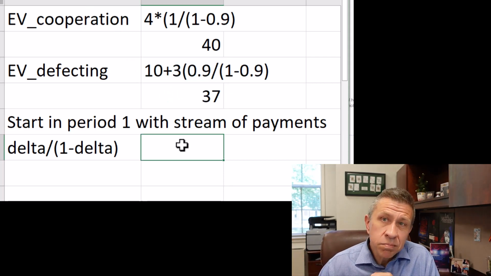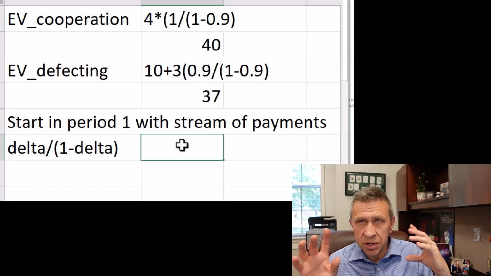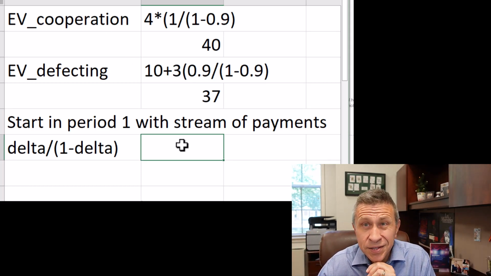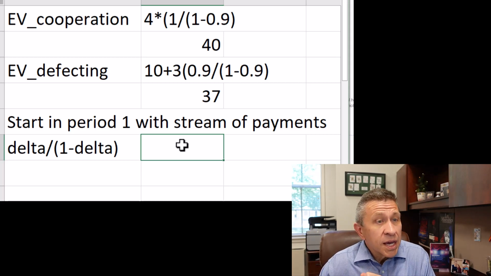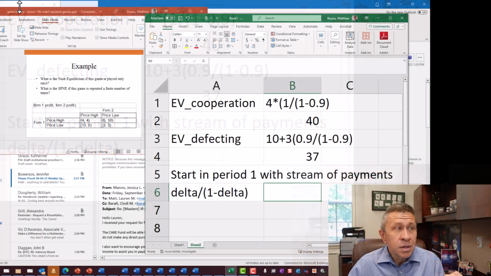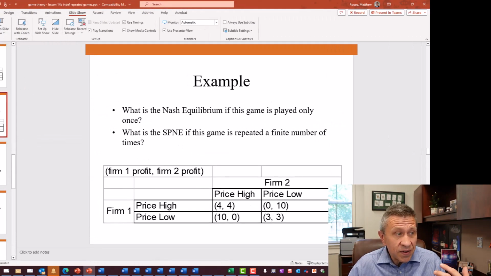I think it's often good to wrestle with it individually without having Excel come out with the answer for you from time to time. And what we see is the expected value from cooperating is more than the expected value from defecting. So the question, is cooperation sustainable? The answer is yes. The expected value is higher.